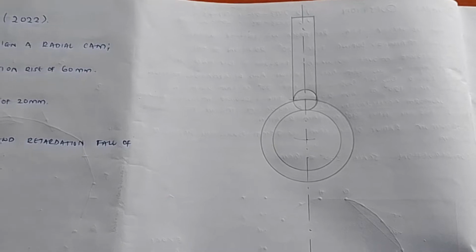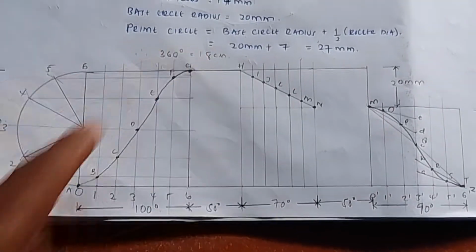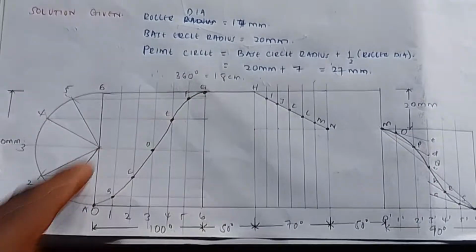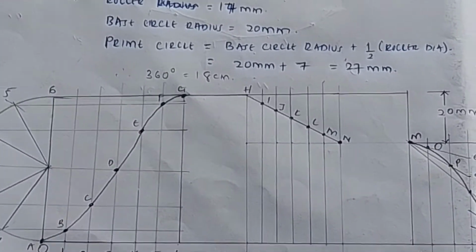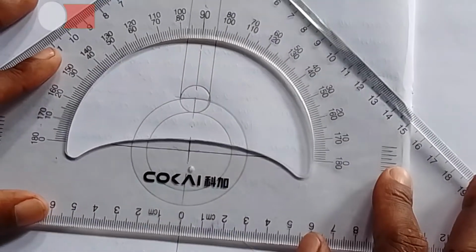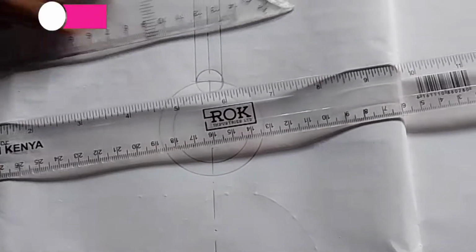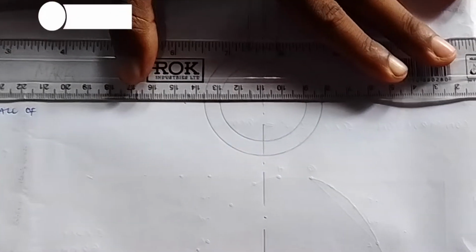Then from that point, again I have told you, go back to your drawings. We are told that the upstroke, the rise of simple harmonic, is 100 degrees. So you take your protractor like this and measure your 100 degrees. So you can maybe draw a reference line from this particular point.